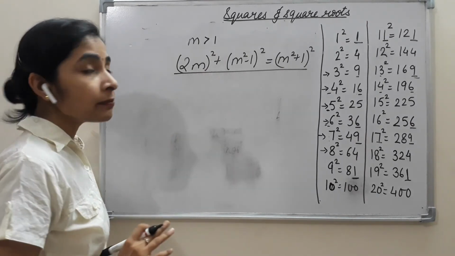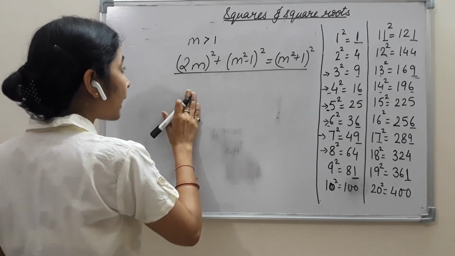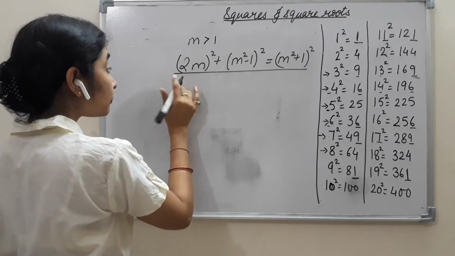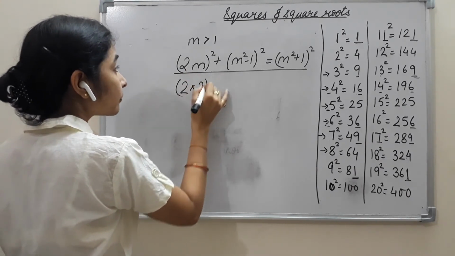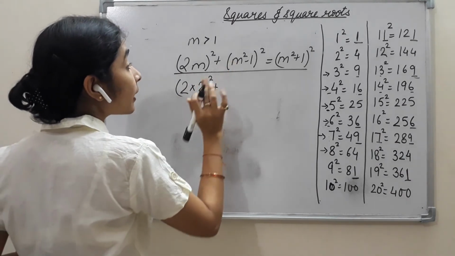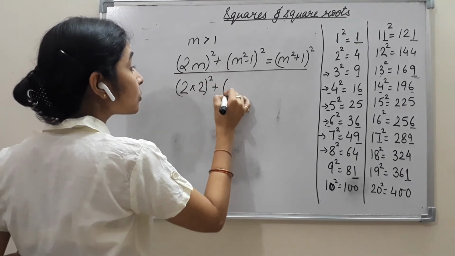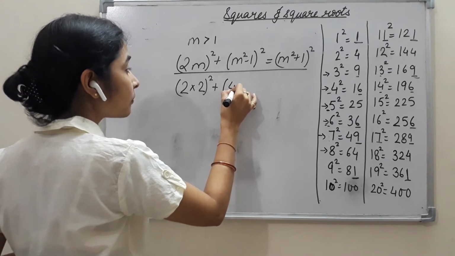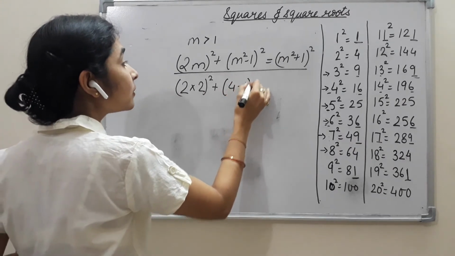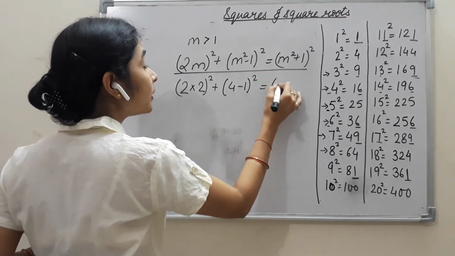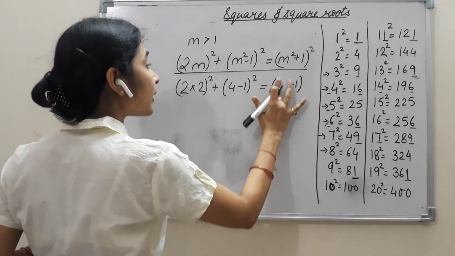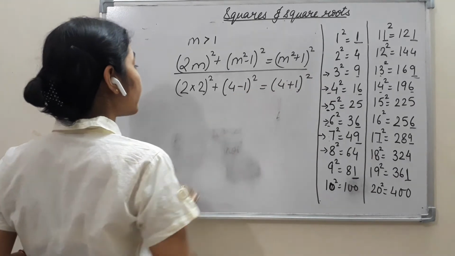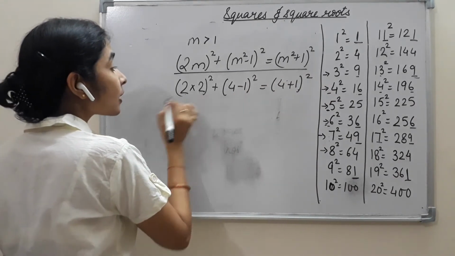If m is equal to 2, then what will we put here? 2 multiplied by 2, square, plus m square minus 1, that means 2 square, which is 4, minus 1, square, is equal to again m square plus 1, let us write directly 4 plus 1, square. Now 2 2s are 4.